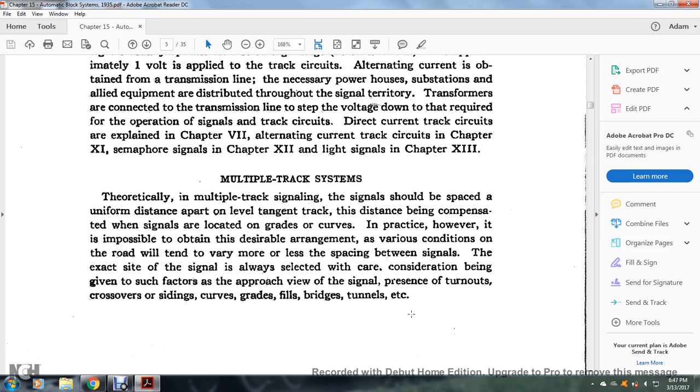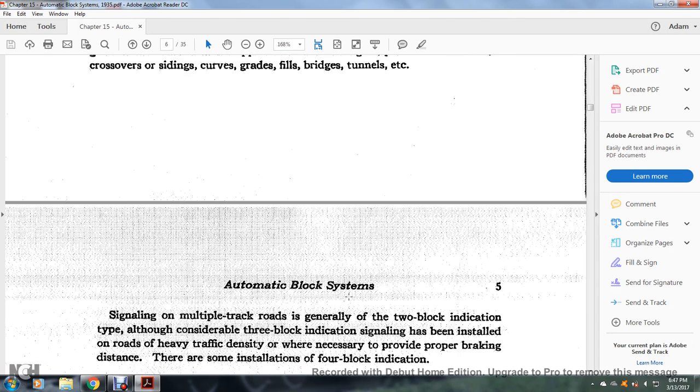The exact site of the signal is always selected with care, consideration being given to such factors as the approach view of the signal, presence of turn-ins, crossovers, sidings, curves, grades, fills, bridges, or tunnels, etc.